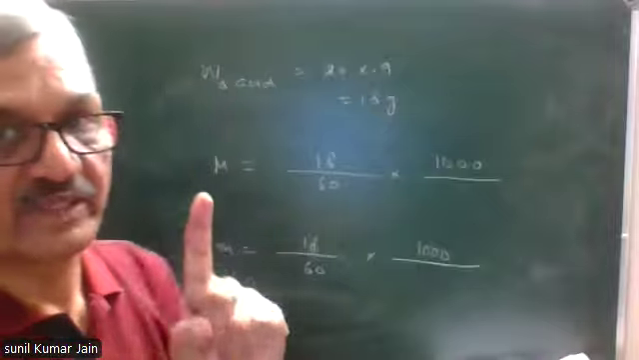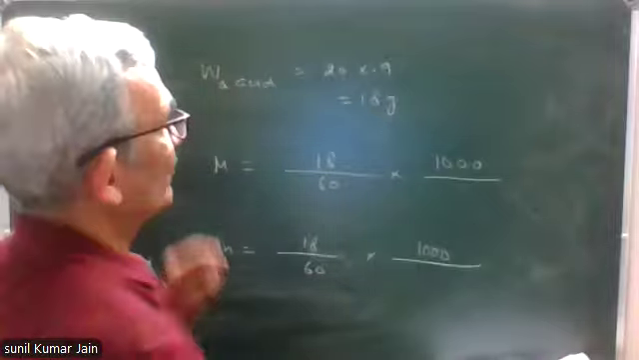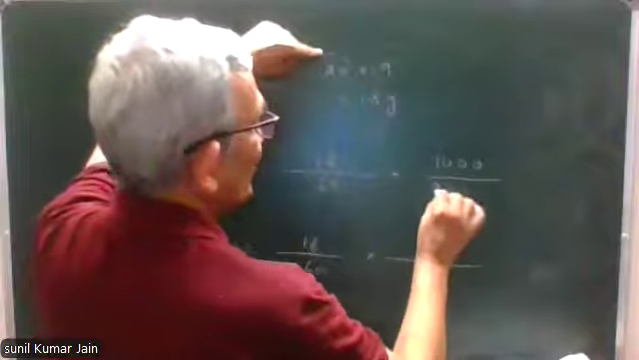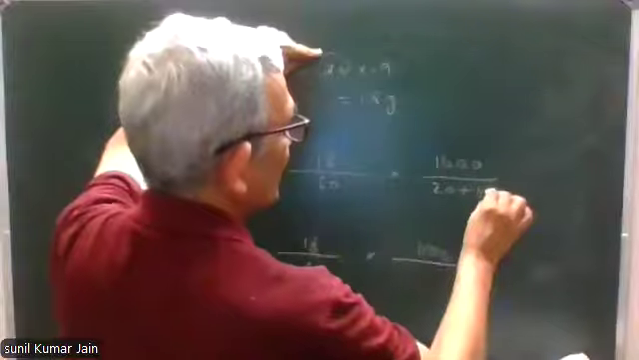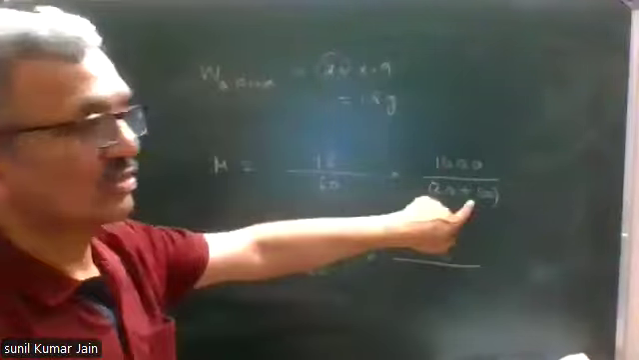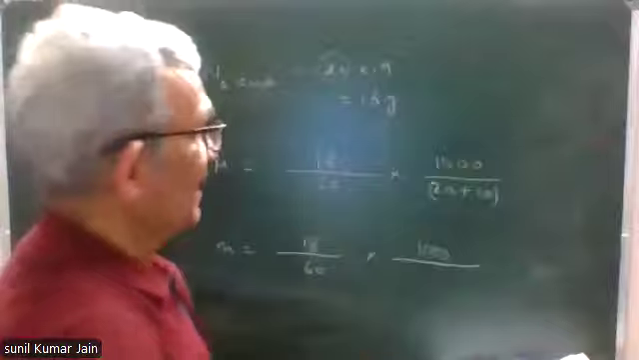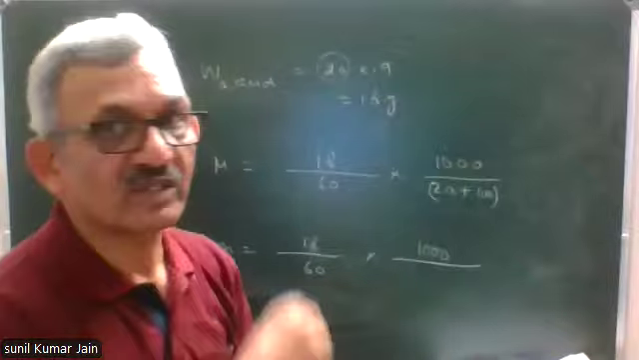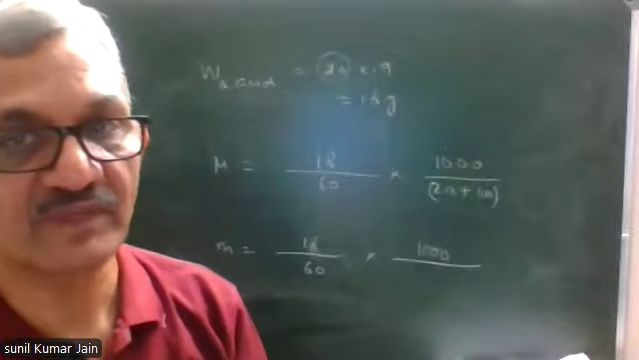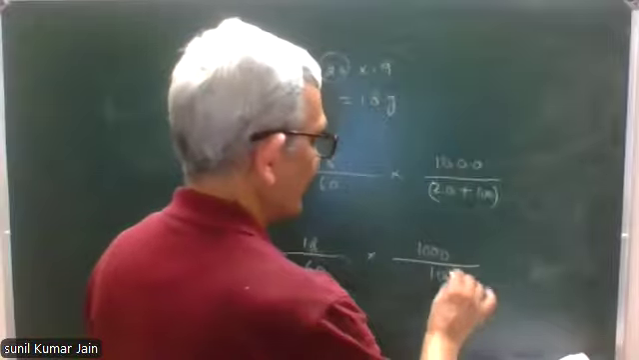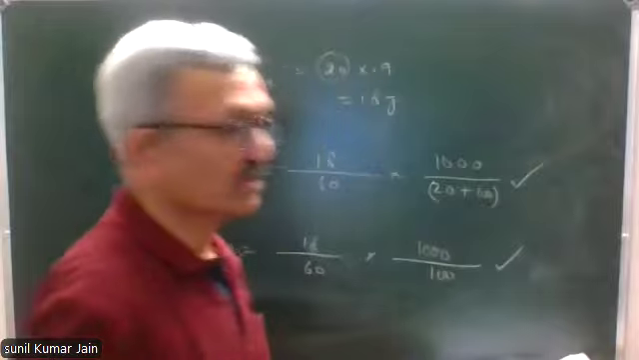Molarity. We need volume of solution. Volume of solution will be volume of acetic acid plus volume of water. So this is 120 cc. Denominator is weight of solvent. 100 cc of water will be 100 grams of water. So these are two answers.